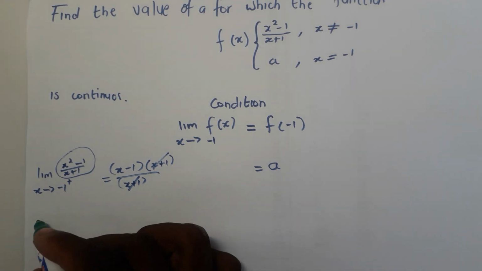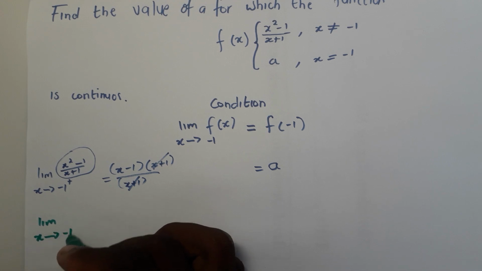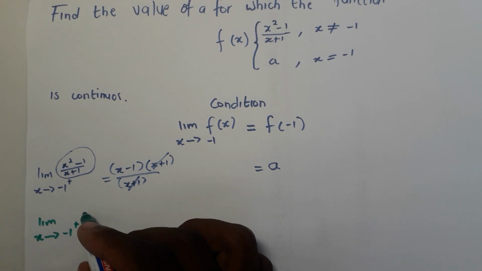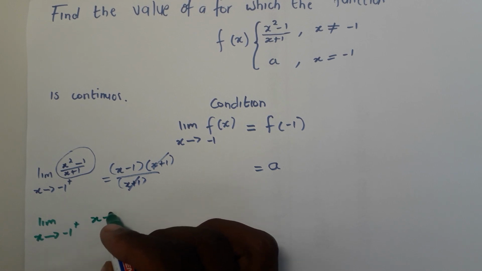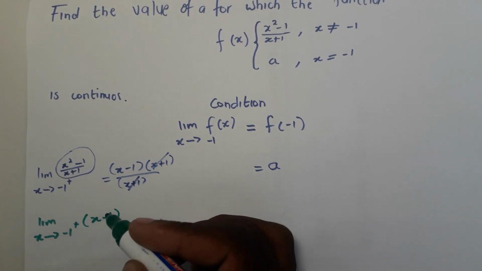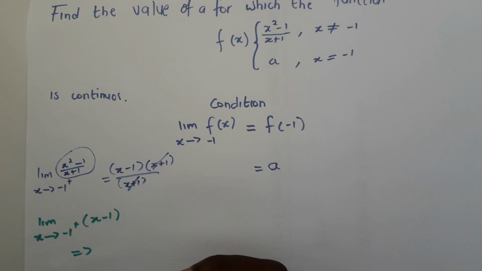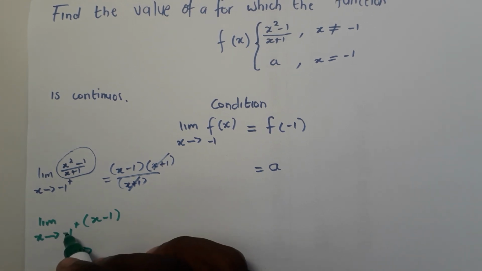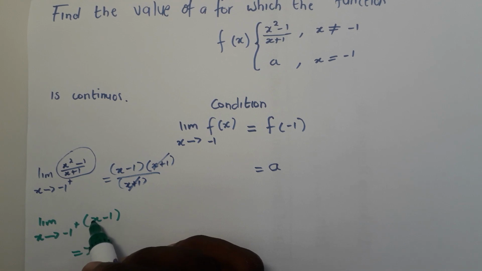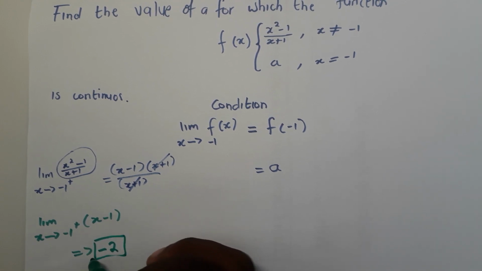Now it will be the limit when x approaches -1 from the right side of x minus 1. So what will this be? Remember, I always say first try to substitute. In this case, we can substitute -1 here. Then -1 minus 1 will be -2. This is from the right side.